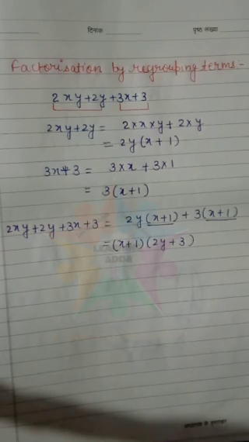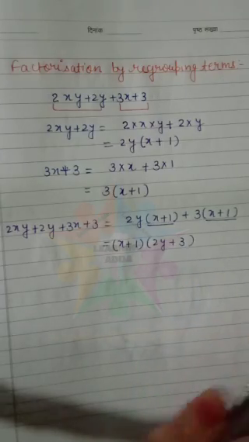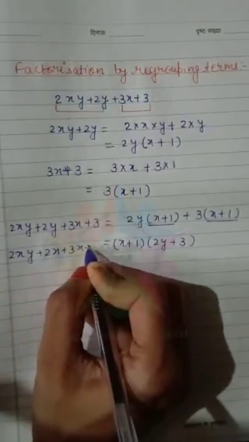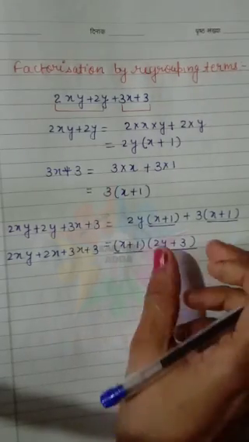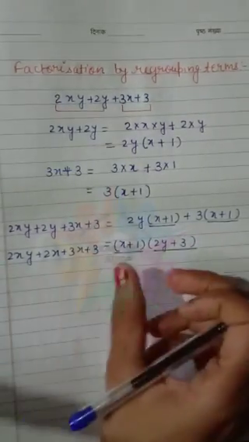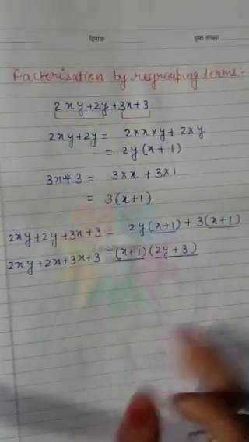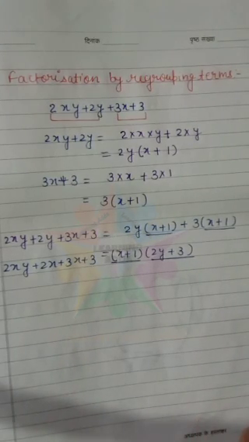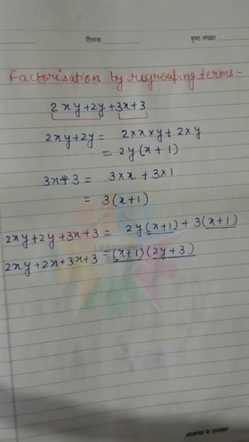The expression 2xy plus 2y plus 3x plus 3 is now in the form of a product of factors. There are two factors of these four terms. First is x plus 1 and second is 2y plus 3. These factors are irreducible, means इससे छोटा या इससे reducible अब factors नहीं हो सकता है. So this is factorization by regrouping terms using the method of common factors.